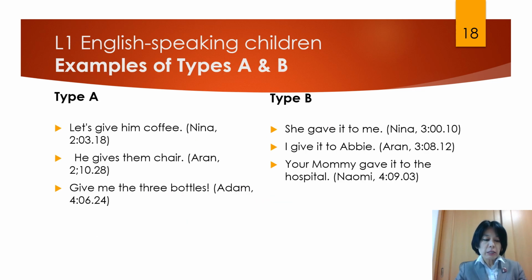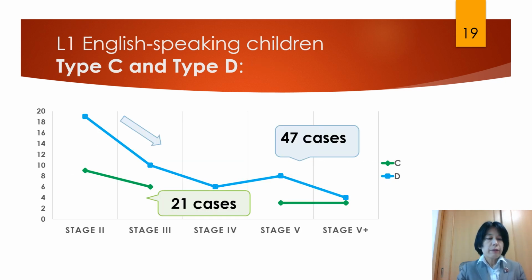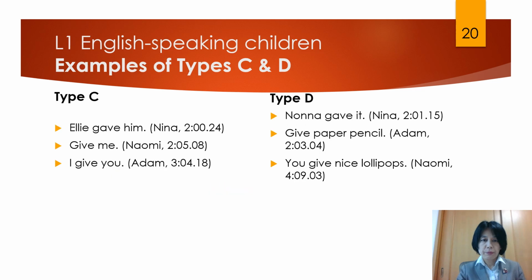These are representative examples of Type A and Type B. Type C and Type D were also observed, but they were limited to early stages. These are representative examples of Type C and Type D.